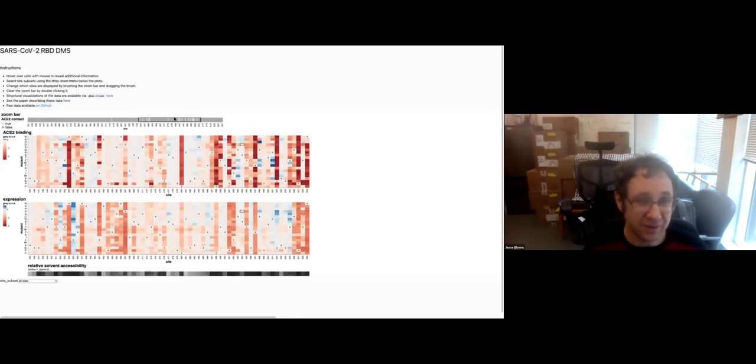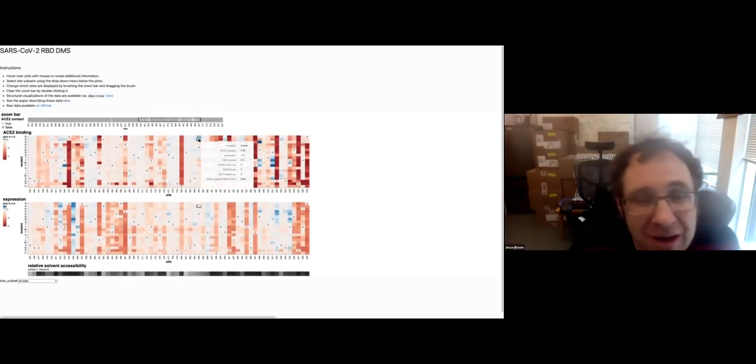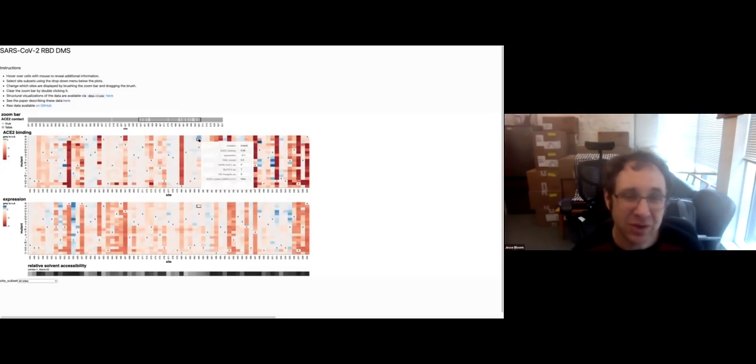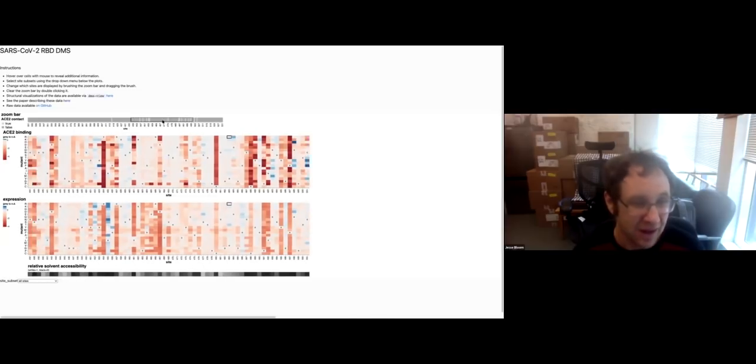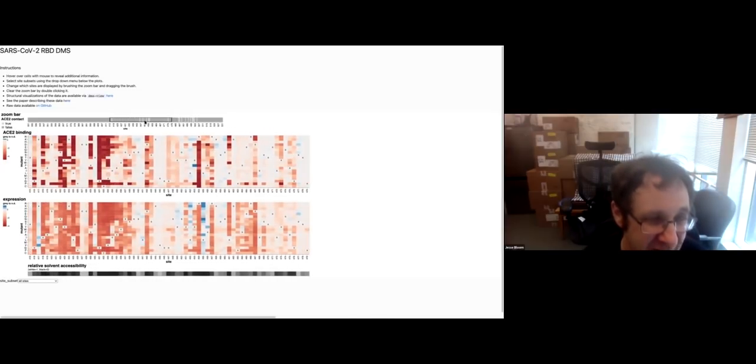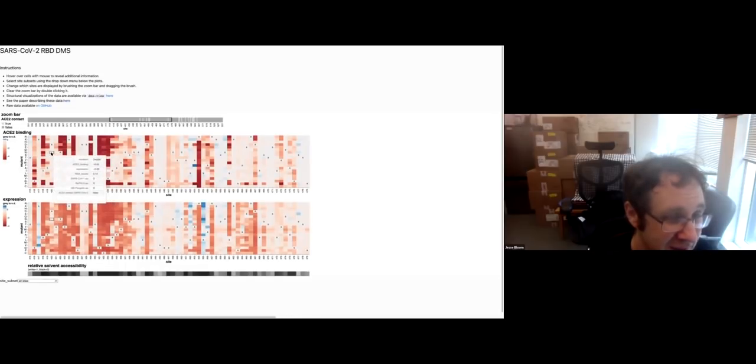You can also look at other famous mutations. E484K is another famous mutation, probably more for its effect on antibody recognition. But you can see that mutation also very slightly enhances the affinity for ACE2. Another famous mutation, which is in the B.1.351 lineage, is K417N.